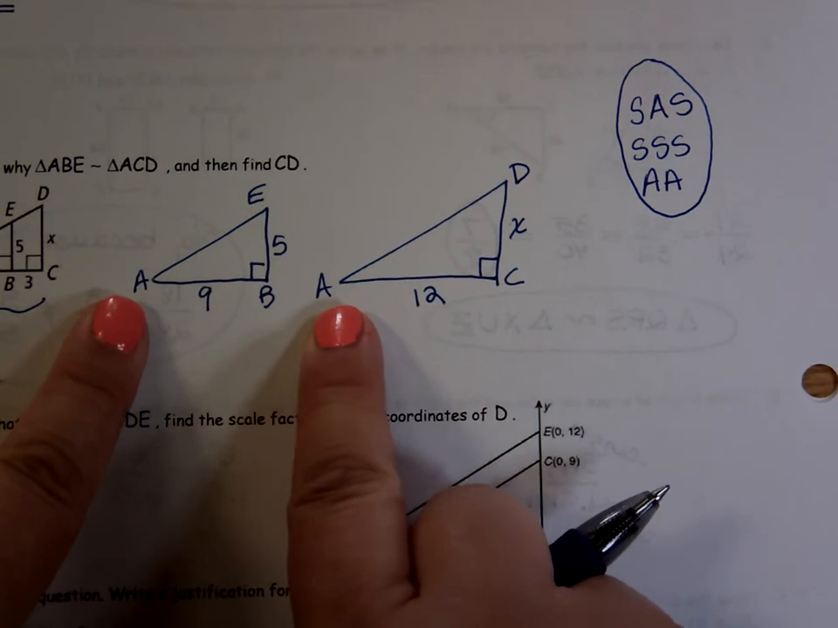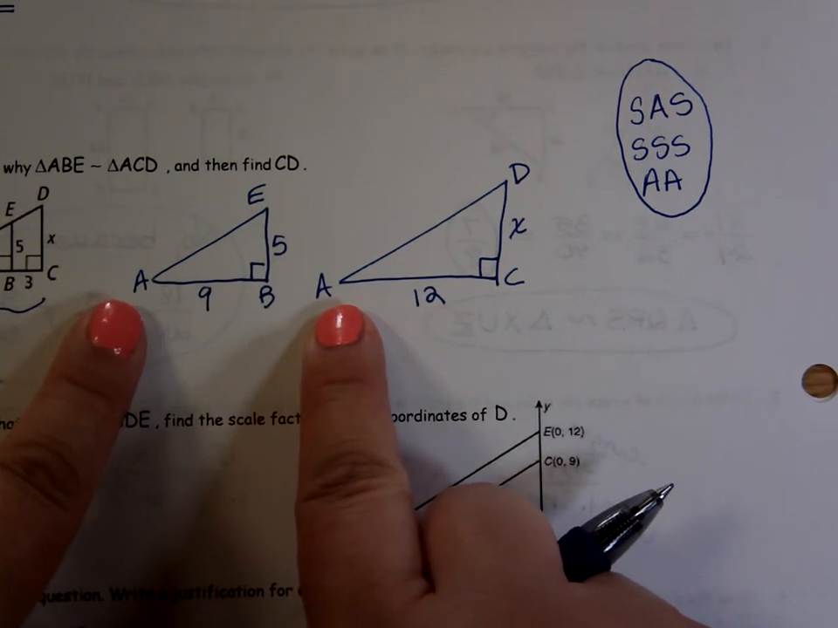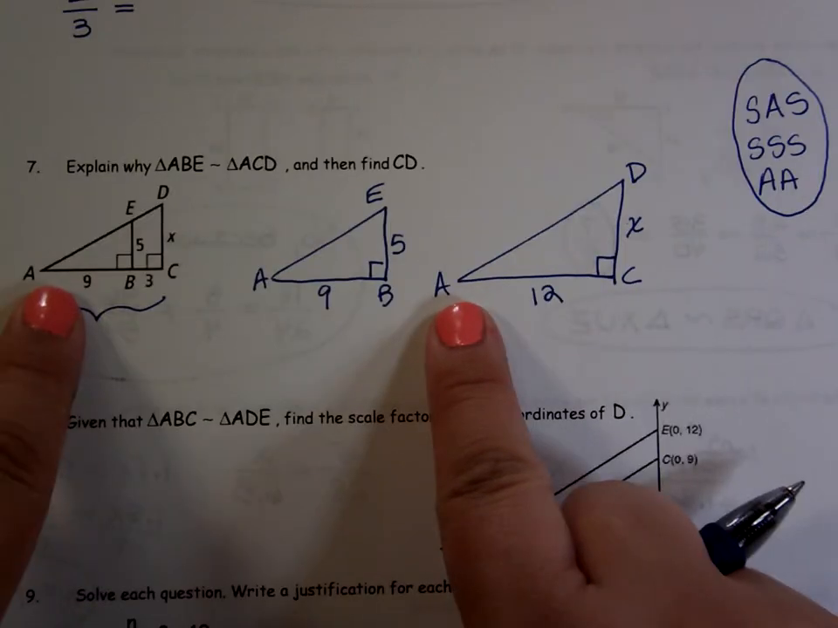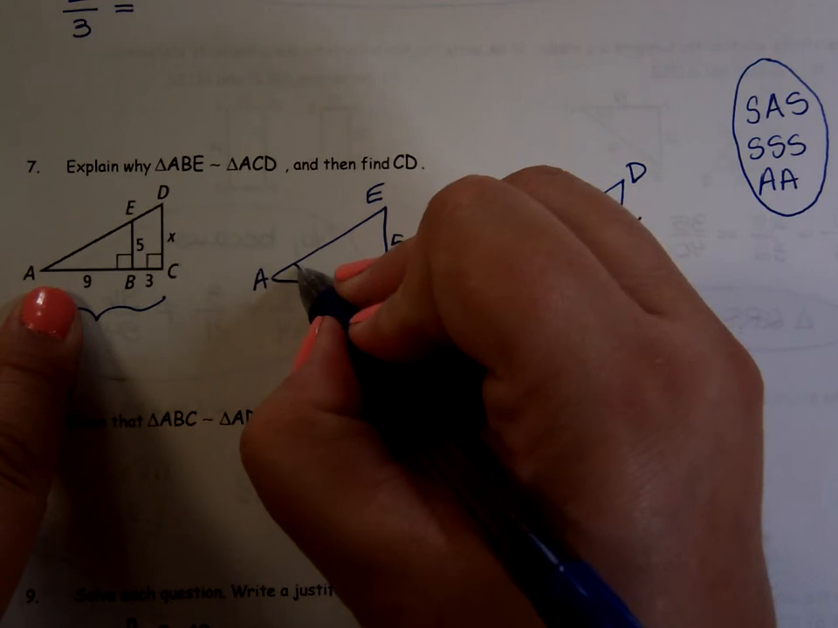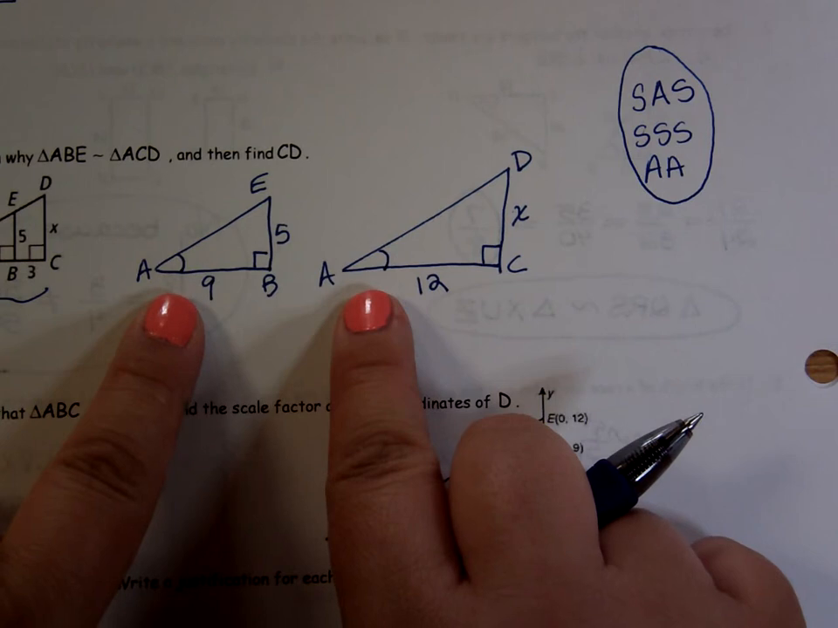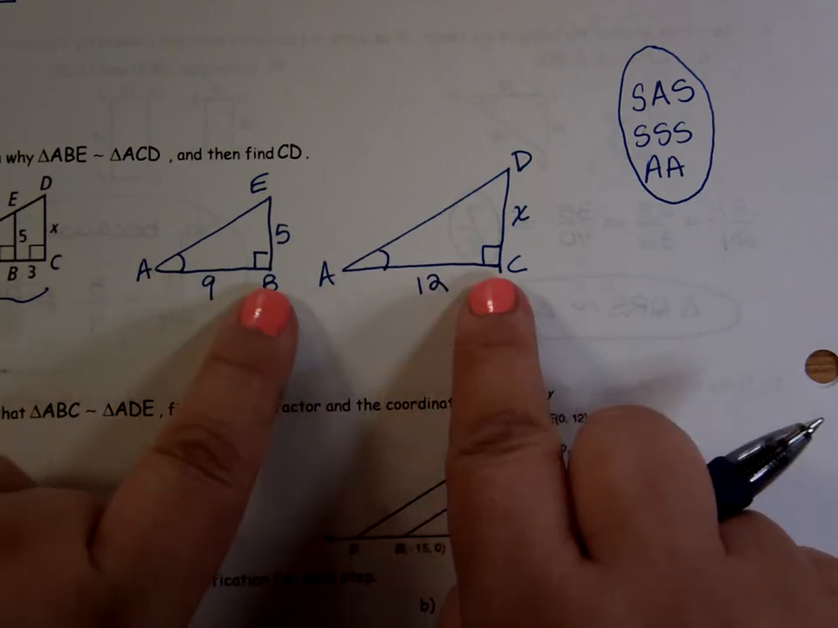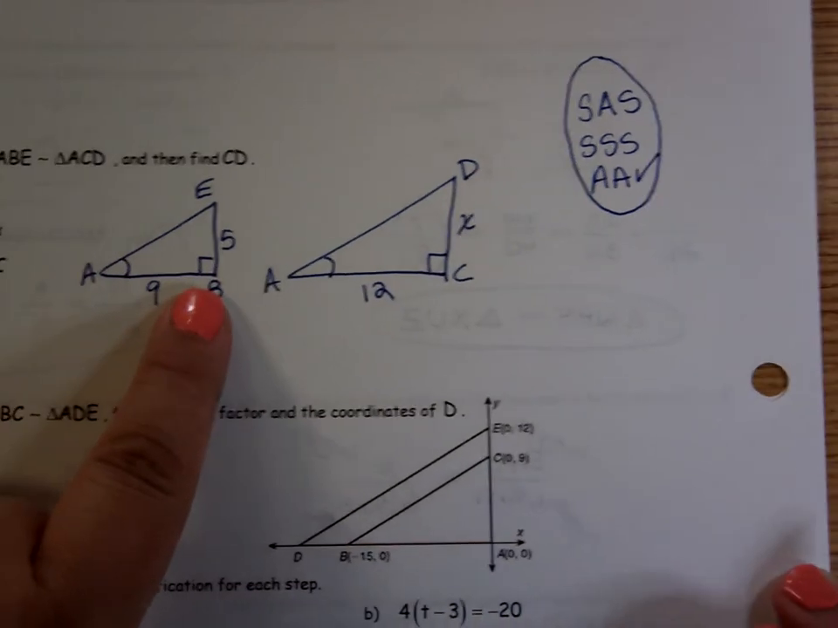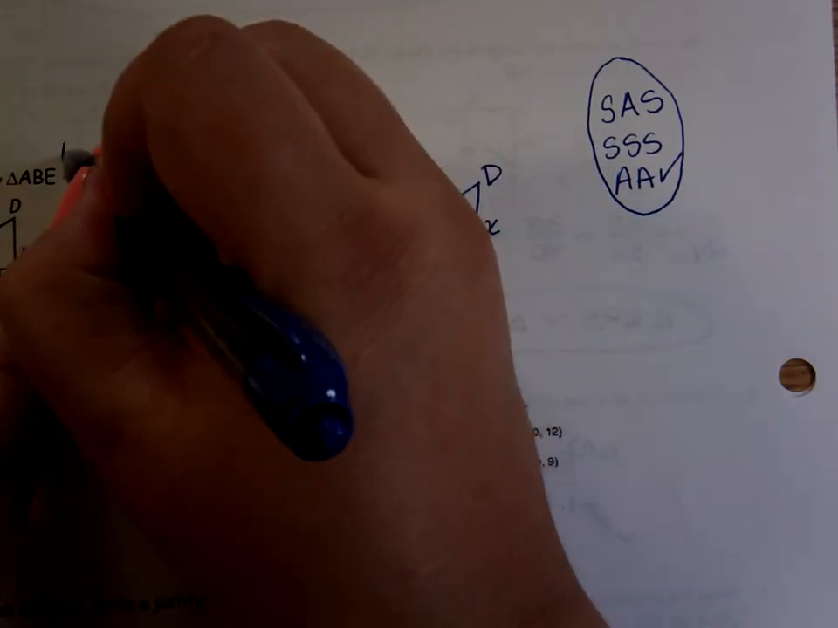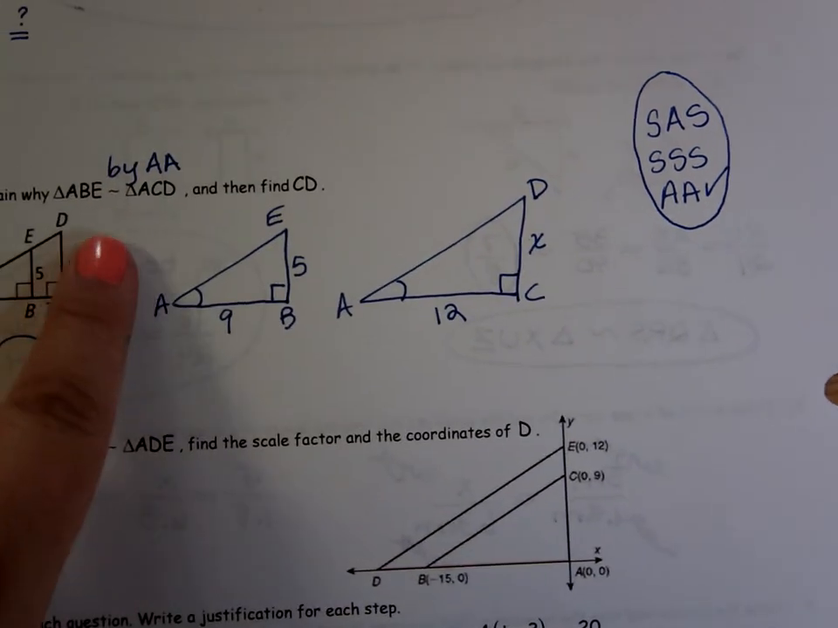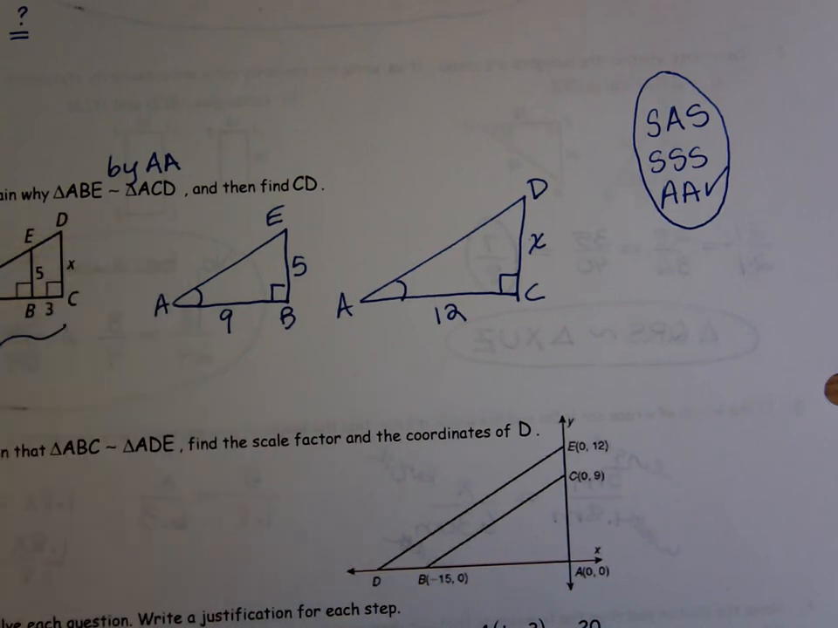The other thing I know, and it helps again to have the triangles pulled apart like this, is that these are the same angle. If you look, we're talking about the same angle in the picture. We're talking about angle A. So this and this are not only congruent, they're exactly the same angle. So I have one angle pair that's congruent, 2 angle pairs that are congruent. That's angle angle. So that's how I know, by angle angle, that triangle ABE is similar to triangle ACD. And it says then find CD.